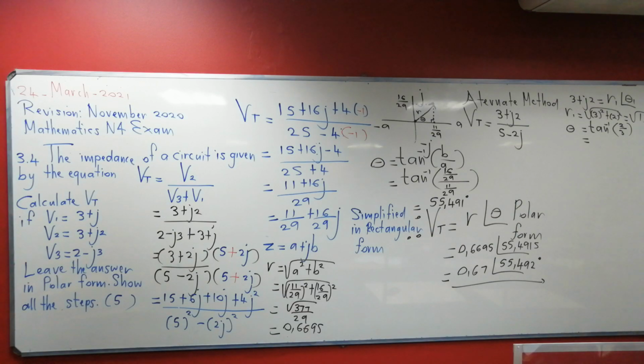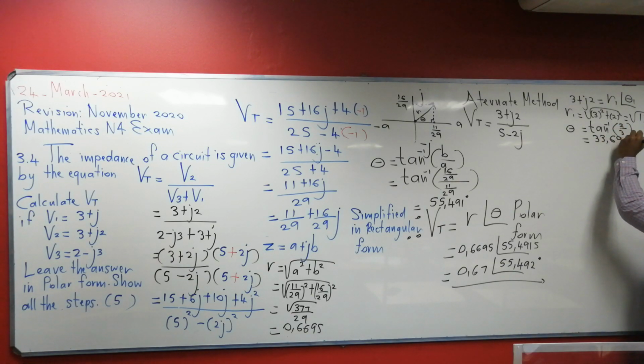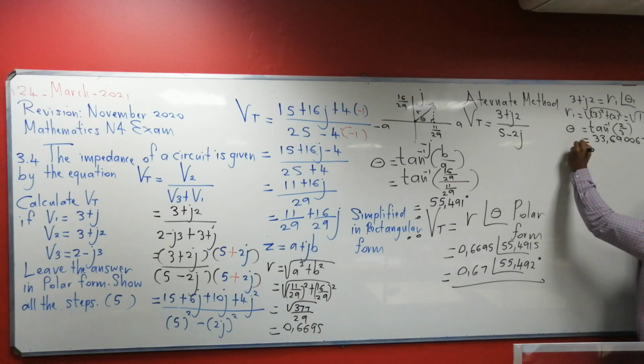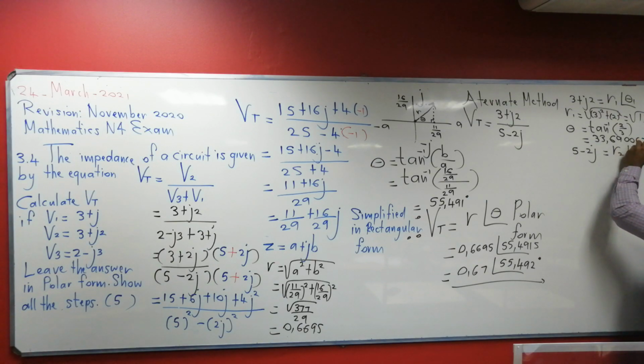Give me an answer there for that one. Inverse tan 2 over 3. Give me up to 5 decimal places. 33.6... Read 5 significant figures for me. 33.690067. Right, so let's leave it. We're not rounding off here. This is not the final answer. So that's 33.690067 degrees. So that is sorted out. Then what about 5 minus 2J? Let's call this R2, theta 2.